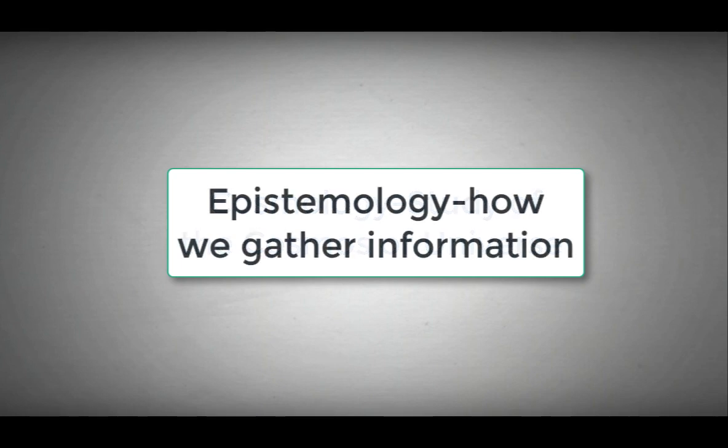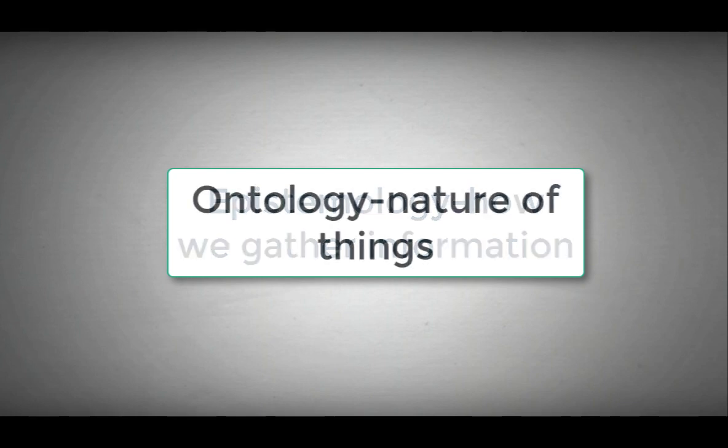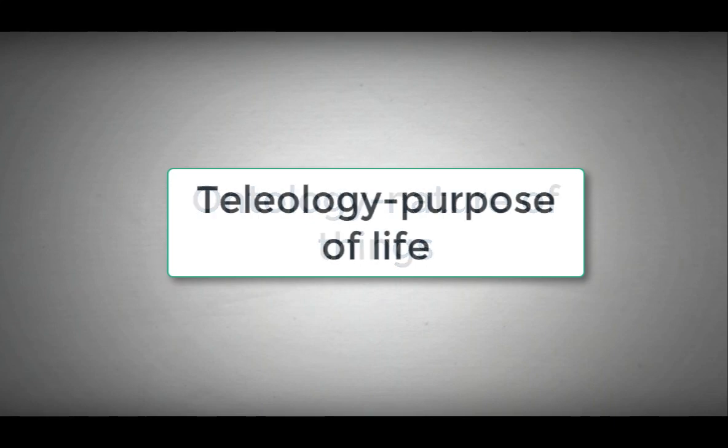Second, there's something called ontology. This is about asking what our nature is. And third, there's epistemology. This asks how we gather information. Last up, there's something called teleology. That asks whether or not we have a purpose, and if we do, what it is.